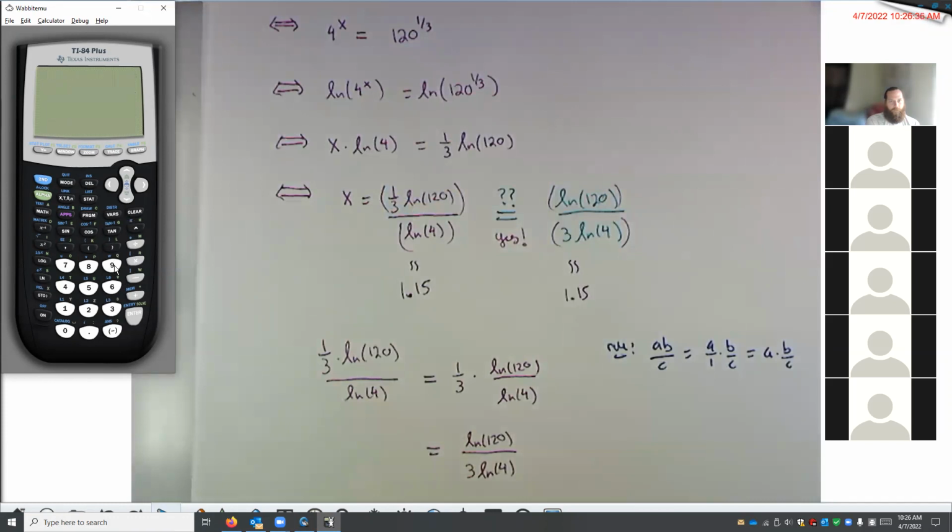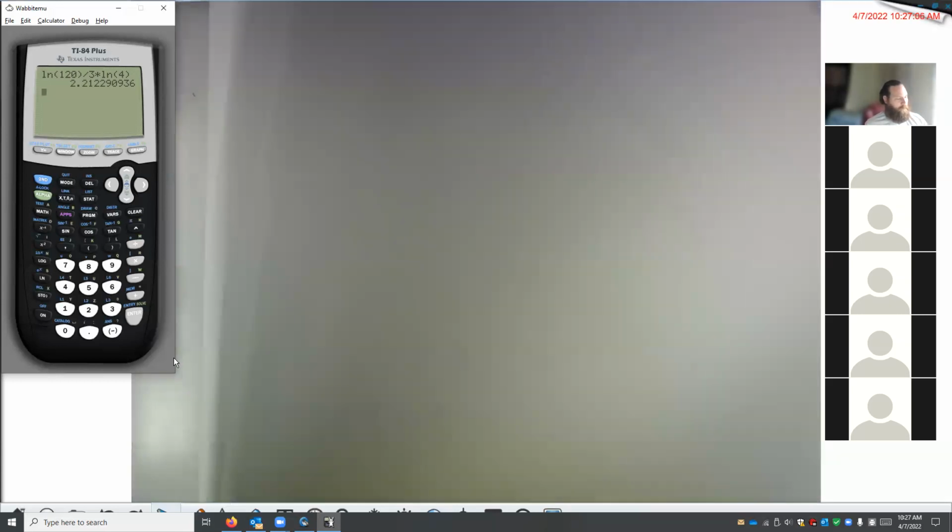Let me clear this out so we don't have so much distraction. ln 120 divided by 3 times ln 4. Do you think this is going to come out the same as that green expression? It looks like it, right? Watch this. It's not. So what's going on with the calculator here?